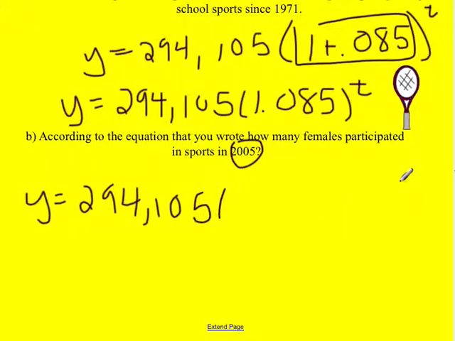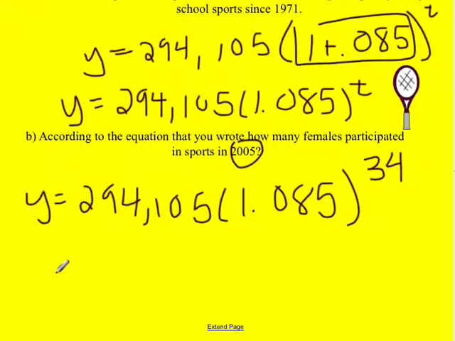So I have 294,105 times 1.085 raised to the 34th power. Now this is something that you can plug into your calculator exactly as it is written. When you're talking about people, about living things, you want to round to the nearest living person. You don't want to leave it as 0.2 of a person. That's not very nice. Remember, if it's 0.5 or greater, you need to round up. 0.4 or below, you keep it the same.